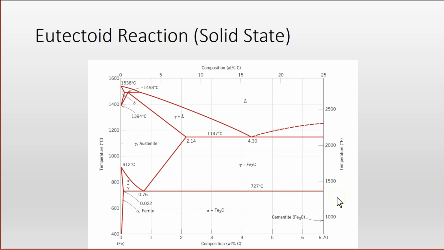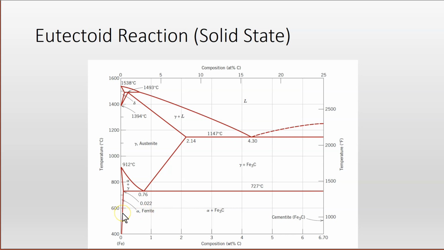This is the iron-carbon phase diagram, which is very important for understanding steels and cast irons. The line on the right here does not represent 100% carbon, but represents 6.7 weight percent carbon. This is the weight percent in the phase cementite, which is the stoichiometric compound Fe3C. This is a very hard material, but it's brittle.